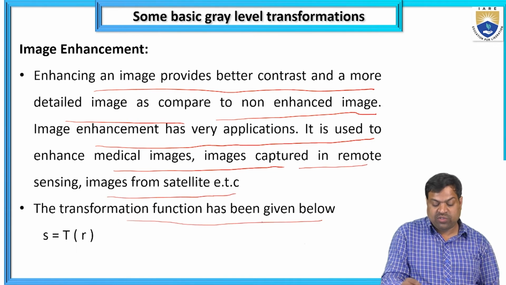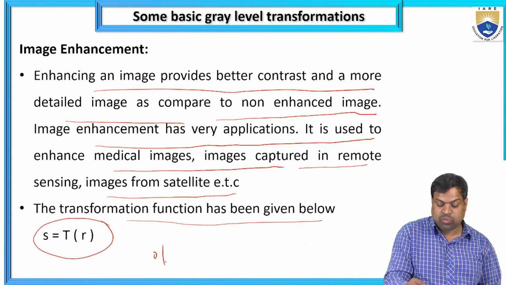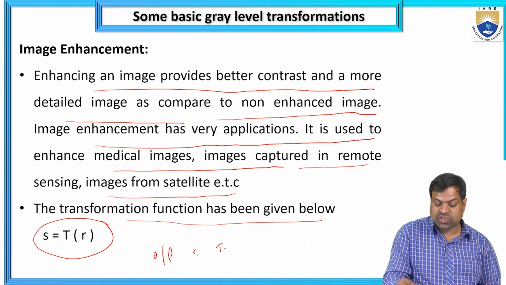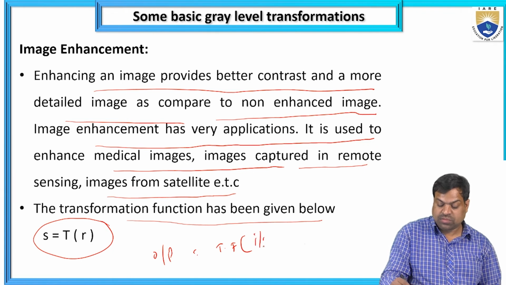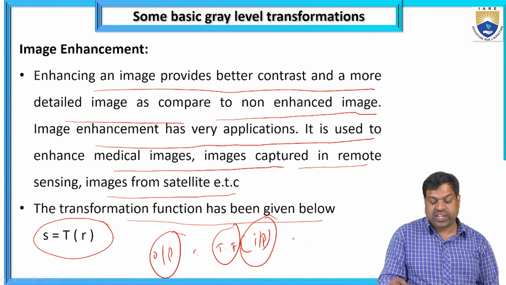So what is the equation for image enhancement? S equals T of R. So output equals a transformation function applied to the input. That is image enhancement.